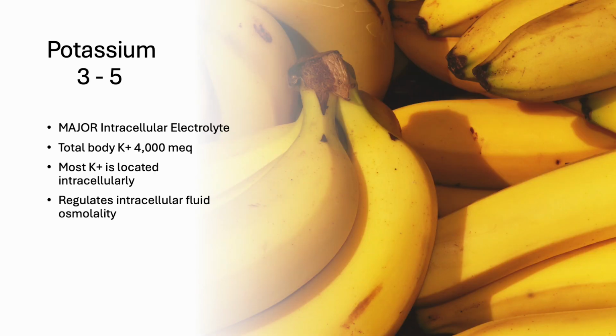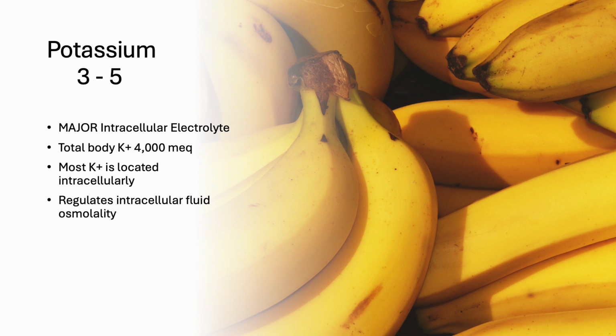Potassium normal values are 3 to 5.1. Of course, there are different variations of this, but for me, it's easy to remember 3 to 5. Potassium is the major intracellular electrolyte. Total body potassium is about 4,000 mEq, with most of it located in the cells. Intracellular concentration of potassium is about 150 to 160 mEq per liter, and the extracellular concentration of potassium is generally within the values of 3 to 5.